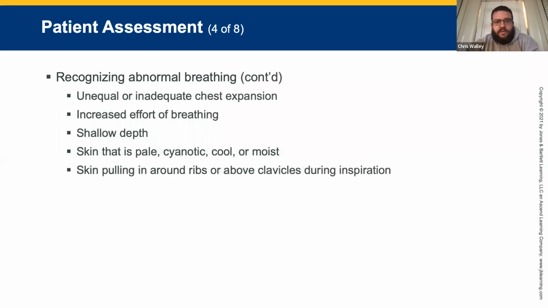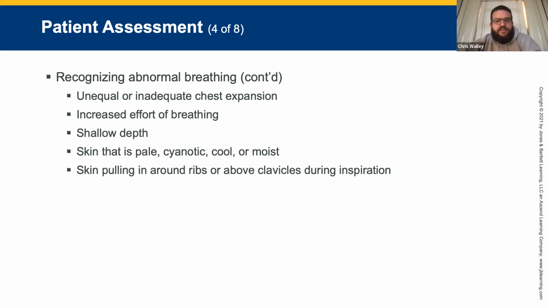So unequal and inadequate chest expansion results in reduced tidal volume. We have increased effort of breathing and use of accessory muscles, and we talked about that. Your stomach is your accessory muscles. If the stomach goes out and the chest goes in, or the stomach goes in and the chest goes out, that's the use of accessory muscles. Shallow depth is reduced tidal volume. The skin is pale, cyanotic, blue, cool, moist, or clammy. It's just like when you touch them, you're like, you sticky. Like little kids that come in from playing so hard outside.